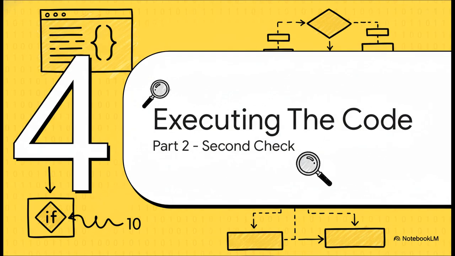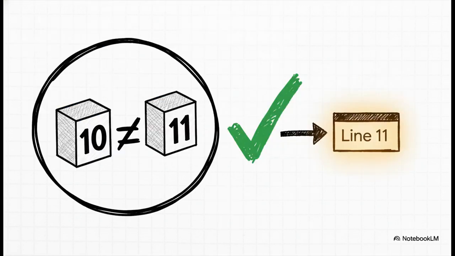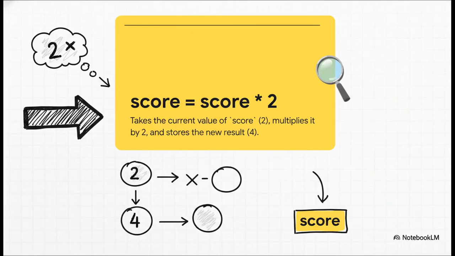Now, let's move down the algorithm to the next if statement, kicking off on line 10. Okay, so now the code is checking the year group. Is our year group, which is 10, not equal to 11? And just a quick reminder, that exclamation mark with the equal sign means not equal to. And yep, 10 is definitely not equal to 11, so that condition is true, which means we have to run the code inside this block, which is on line 11. So what does this line do? It takes the current value of score, remember it's 2, and it multiplies it by 2. The result, which is 4, gets stored right back into the score variable. So it basically overwrites the old value.